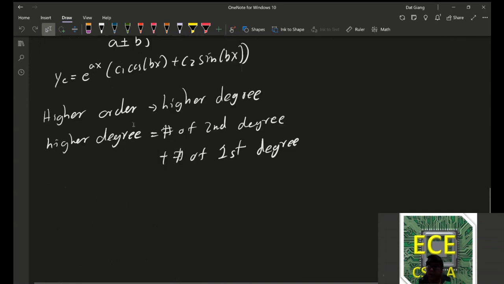In the next video, we're going to do a couple of problems just to see these different cases in action. And then we'll finish it off by talking about the applications of second order and higher differential equations.